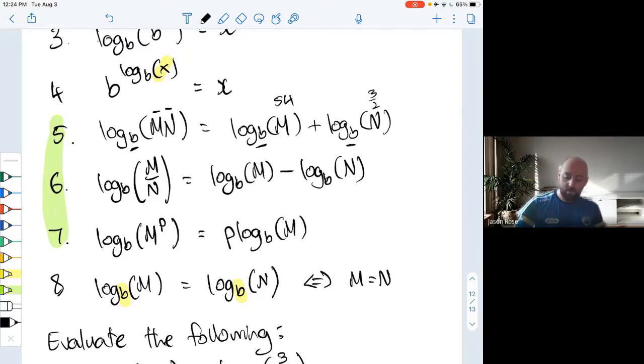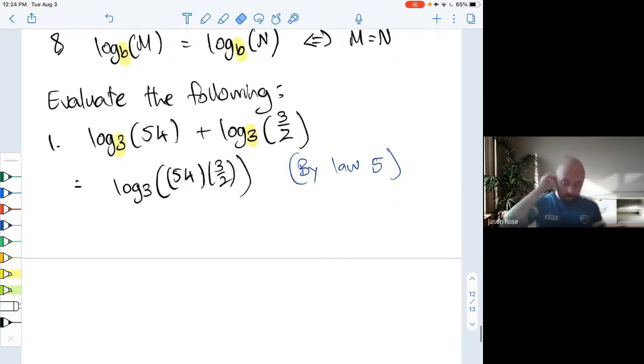Okay. I think the answer is 4. Let's see. I think you might be right. Let's see what we get. Let's multiply these and see what we get. So 2 into 54 is 27, and 3 times 27 is 81. So if you multiply 54 by 3 over 2, you get 81.